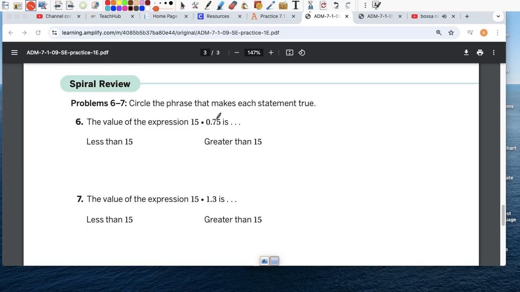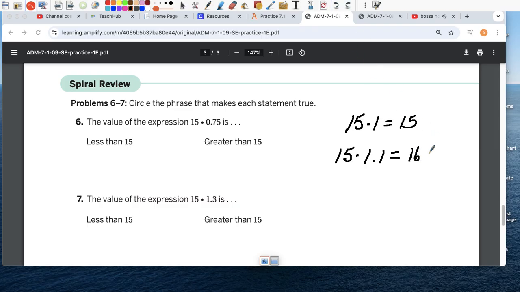All right, so this one says the value of the expression 15 times 0.75 is less than 15 or greater than 15. Well, let me put it this way. Multiply 15 times 1, you get 15. Multiply 15 times 1.1. Okay, I'm going to increase it just by a little bit. Multiply 15 times 1.1, you get 16.5.